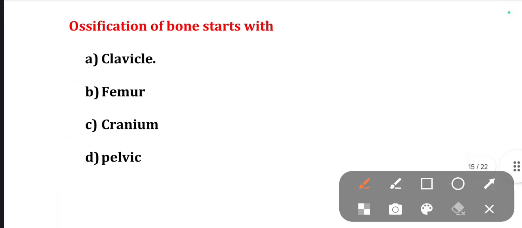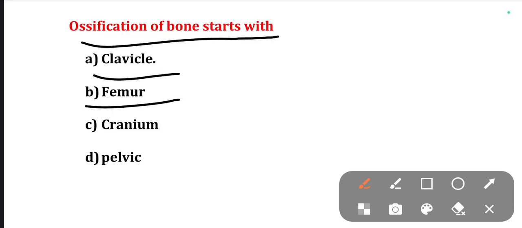The next one is, ossification of bone starts with. In the embryonic period, when the ossification of the bone starts, which bone is it? From which bone will the ossification start? Options are clavicle, femur, cranium, and pelvis.